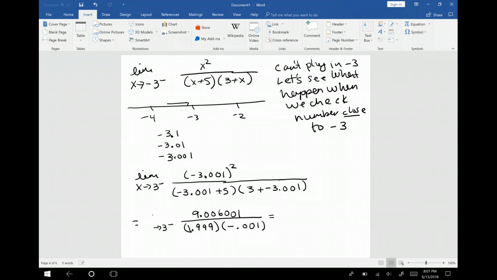So I don't really need this limit here either. So the top we have 9.006001, and the denominator, when you multiply those two things, 1.999 times negative 0.001, you get a negative, and it's going to be like a really small number. 0.001999. Okay. So now if you take 9, it's close to 9.006001. And we're taking 9 basically, and we're dividing it by a really, really small negative number.